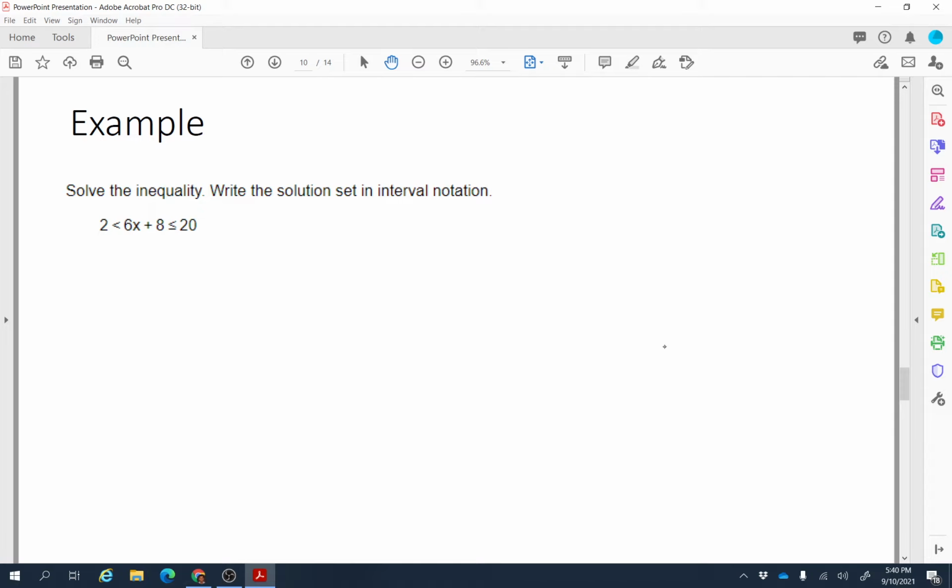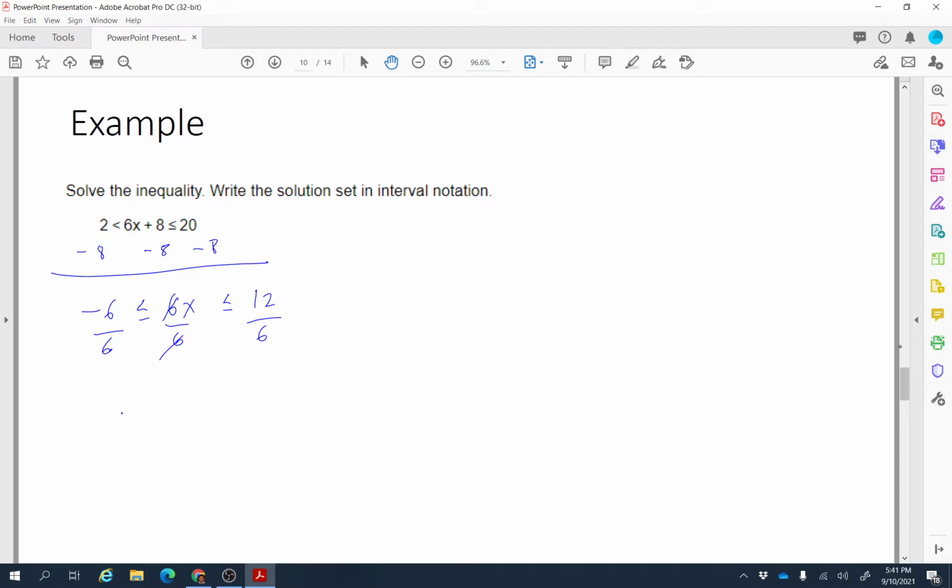First of all, to isolate x in the middle, just subtract 8. This time we have to subtract from all three sides. By doing that, it gives us negative 6 on the left side. The middle would be just 6x. On the right side, it would be 12, because 20 minus 8 is 12. Now we have to isolate x in the middle, so we divide all three sides by 6. Because we are dividing by a positive number, we can keep the inequality signs as they are.